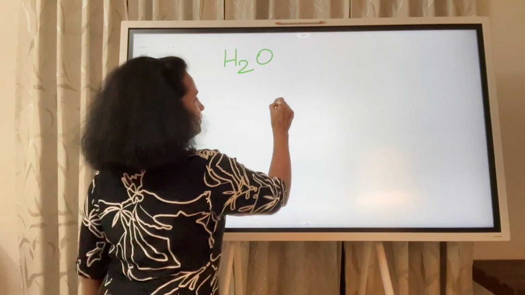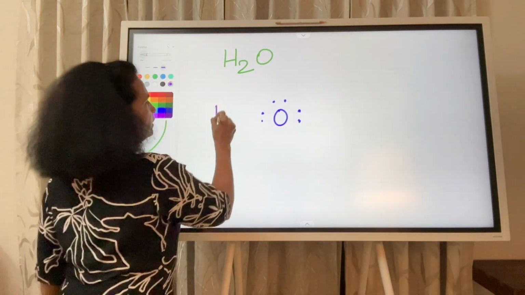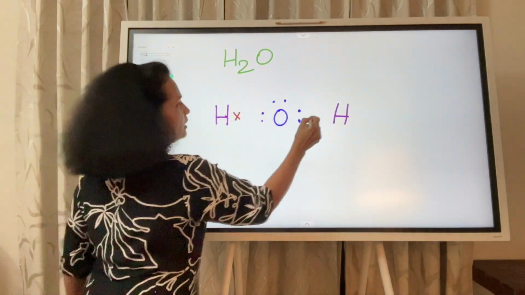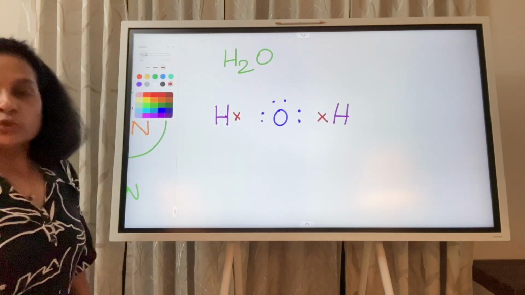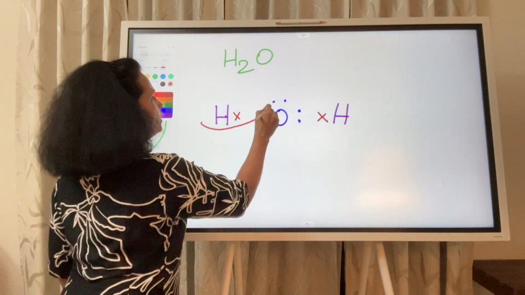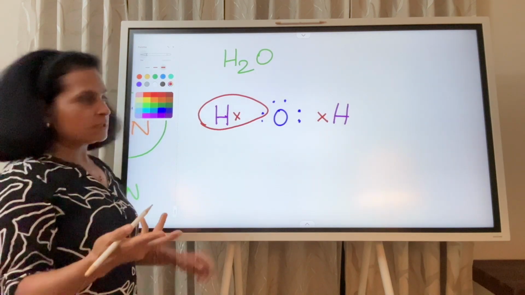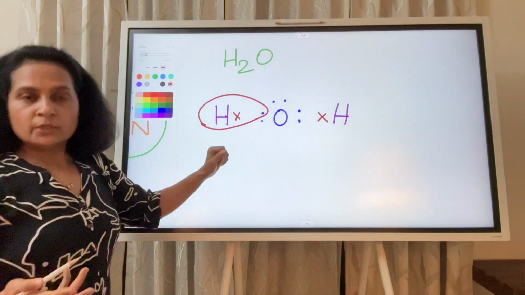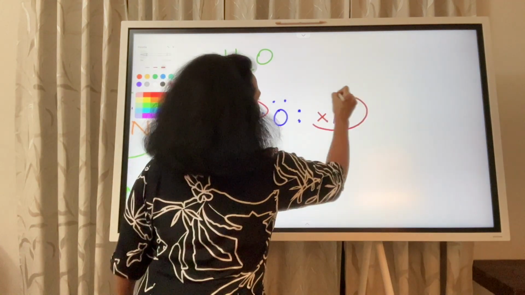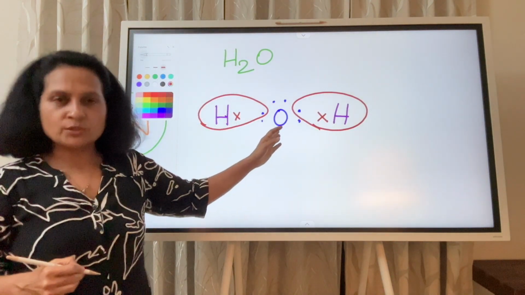So oxygen has 6 valence electrons and hydrogen has 1 valence electron. Alright, so both of these are not stable. So what happens here? The hydrogen shares 1 electron with the neighboring oxygen and becomes stable. It has acquired 2 electrons and hence it is satisfying the law of duplet. Now if you look at this hydrogen, this also has 2 electrons now, having shared it with the oxygen atom in the molecule.